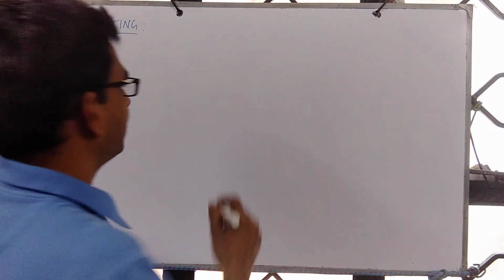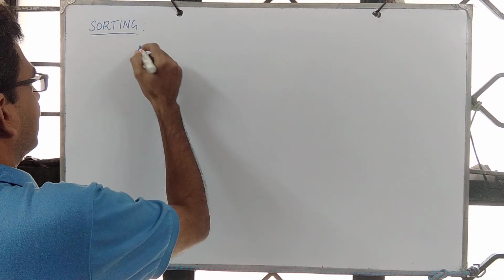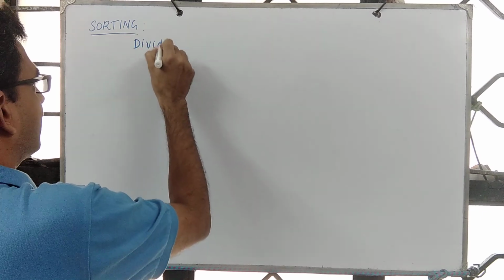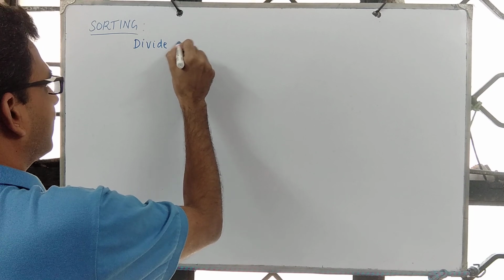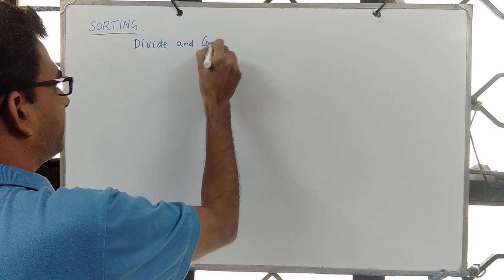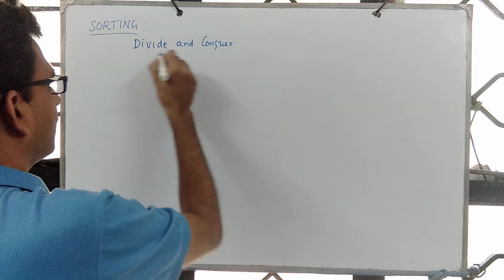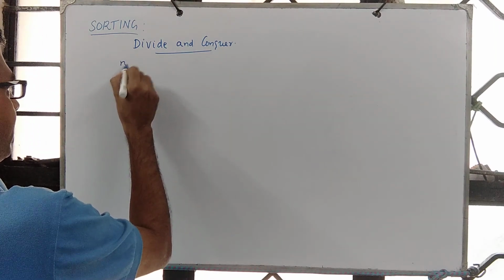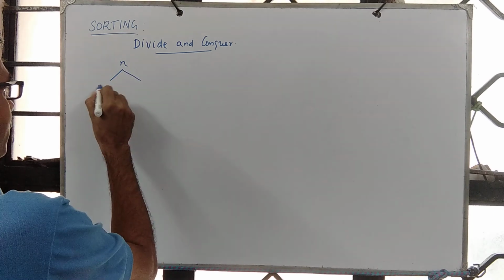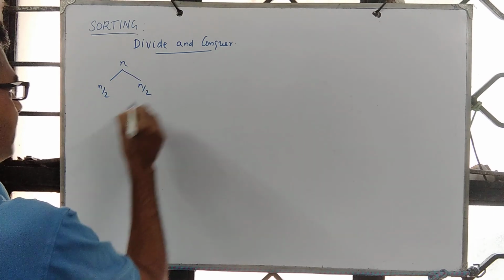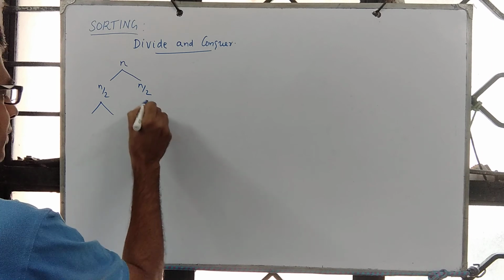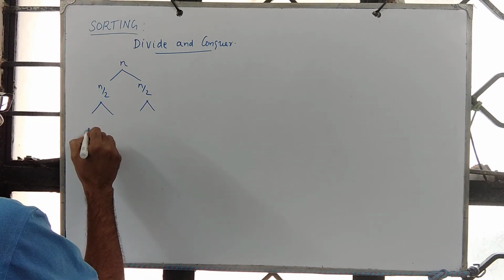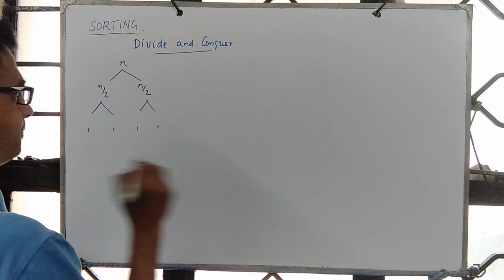We shall continue our discussion on sorting. In particular, we were exploring a strategy following the divide and conquer paradigm. The approach was this: we break the problem into two subproblems of size n by 2 each. We keep doing this, and when do we stop? When the problem size becomes 1.